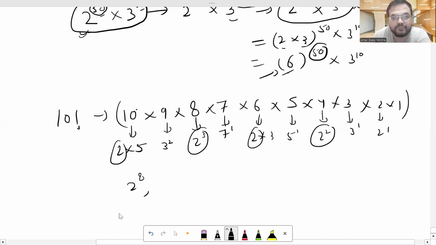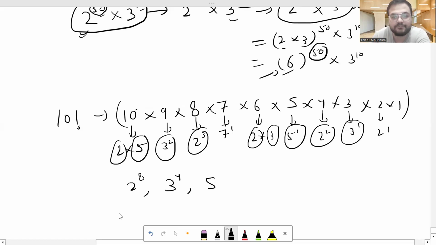How many 3's do you have? 2, 3 you have here. 1, 3 you have here. 1, 3 you have here. That means 3 power 4. So 3 power 4 indicates that there are 4 3's. Okay. Now next is 5. We'll move to the next prime number, that is 5. How many 5's do we have? We have 1 5 here and 1 5 here. That means only 2 5's we have. Now the next prime number is 7. So we have only 1 7.